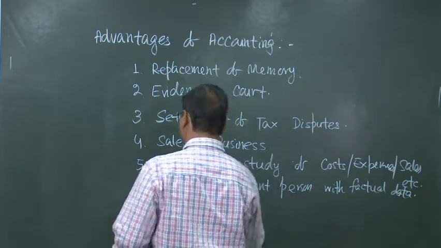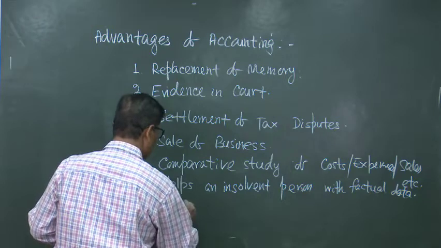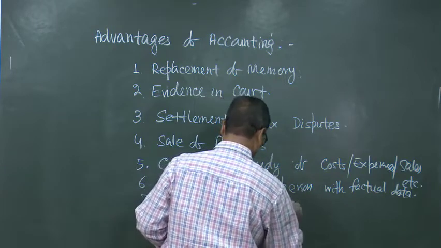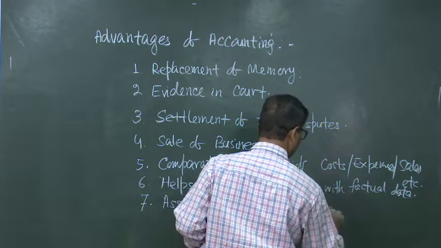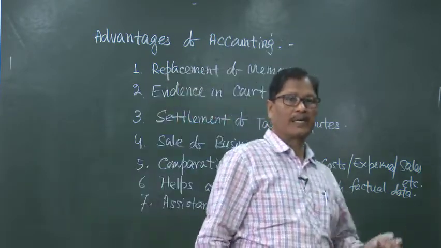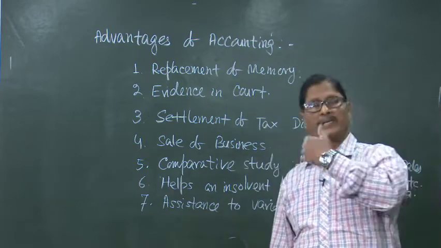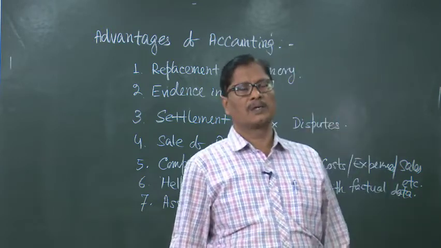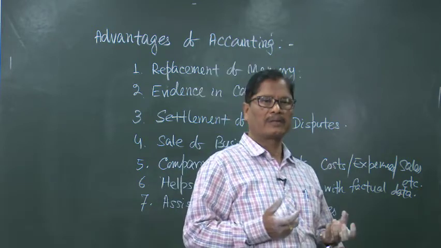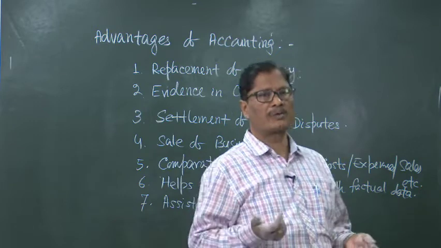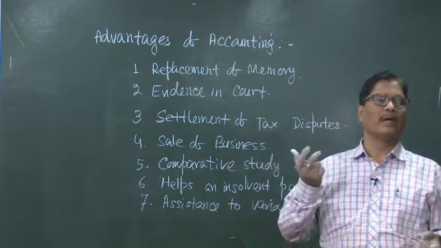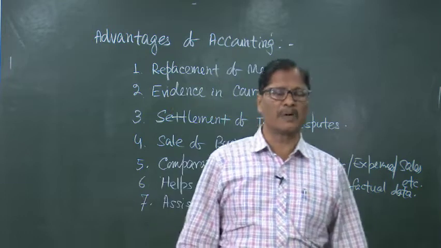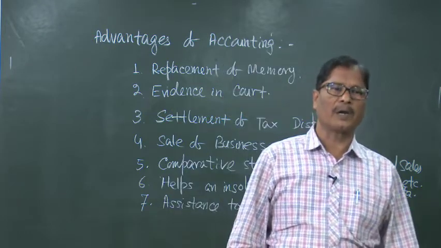Then number 7 is assistance to various parties. As we have already discussed, accounts will help with their factual data to many types of persons, both internal as well as external: to the managers, to the employees, to the entrepreneurs, so far as the insiders are concerned, and also to the outsiders, the general public, the consumers, the government, the tax people, everybody will be satisfied with this. So these are of much assistance, much help if you are maintaining proper accounts.